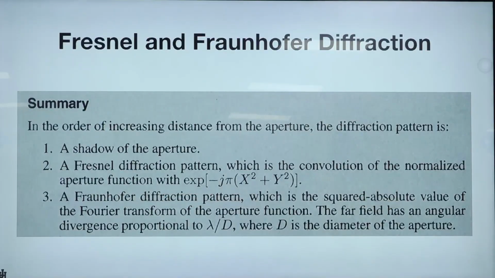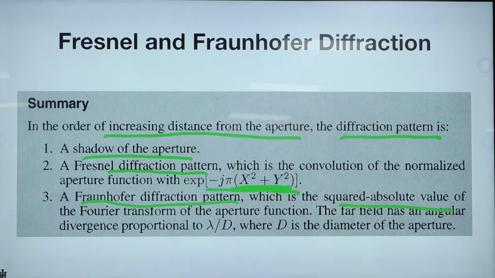Okay, so to summarize, we discussed a lot of things in today's lecture. As you increase the distance from the aperture, the diffraction pattern is essentially like a shadow of the aperture. In the Fresnel diffraction pattern, apart from there being a Fourier transform, there is the e to the x square plus y square kind of a term. In the Fraunhofer pattern, you take the Fourier transform and take the magnitude square of it. Why magnitude square? Because you measure the intensity.